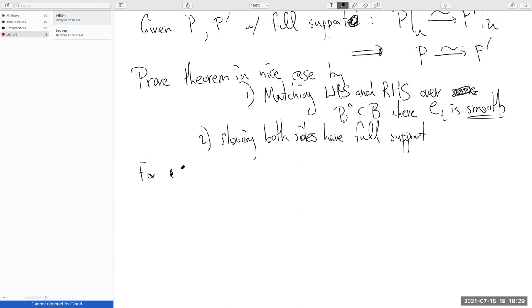So for two, how do you show something like this has full support? Well, this is hard. This requires a theorem. The techniques for doing this were developed by Ngo in his work on the fundamental lemma. That's on the compactified Jacobian side; on the Hilbert scheme side, you basically just can reduce to that case. And this, I think, is hard.